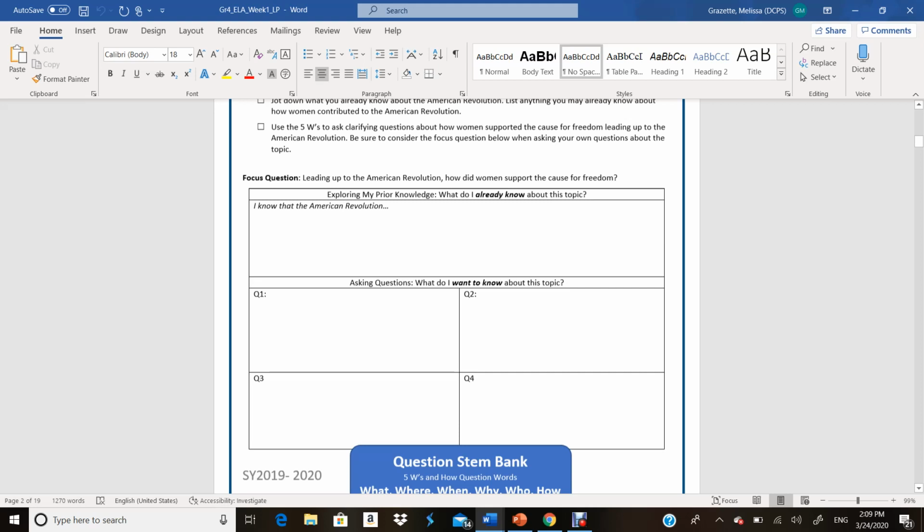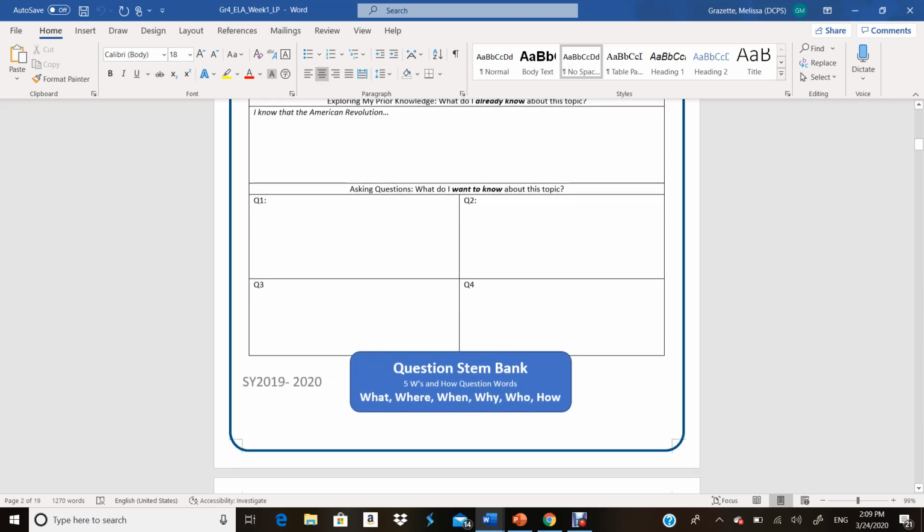In this box, you write about what you already know about the American Revolution. And then these four boxes, question 1, 2, 3, and 4. What do I want to know about this topic? So, about the American Revolution and how women helped in the American Revolution. That is what you're writing questions about.